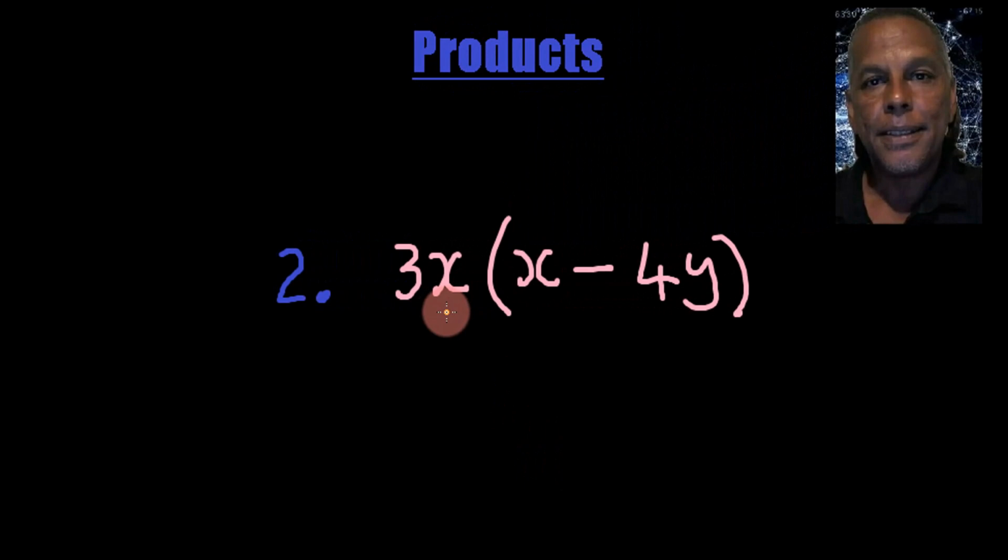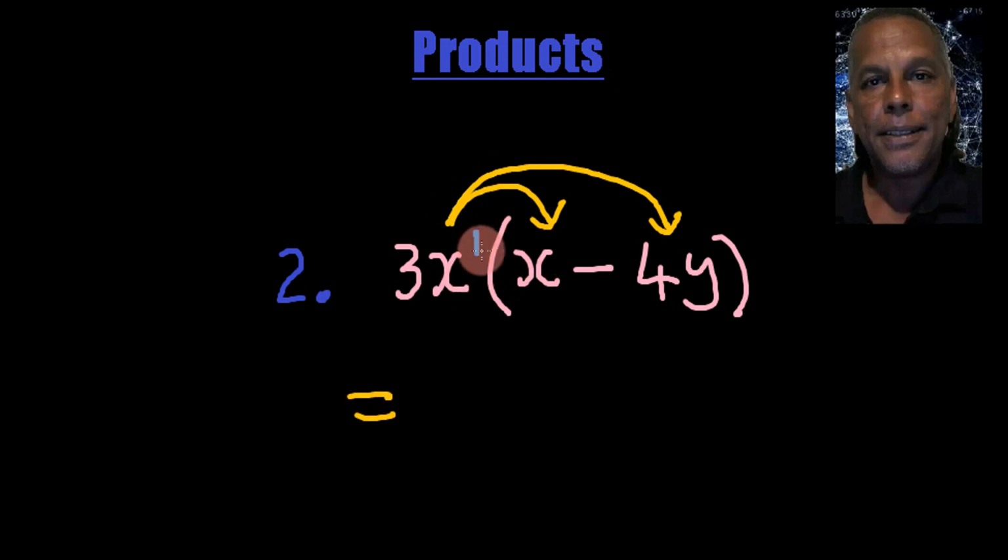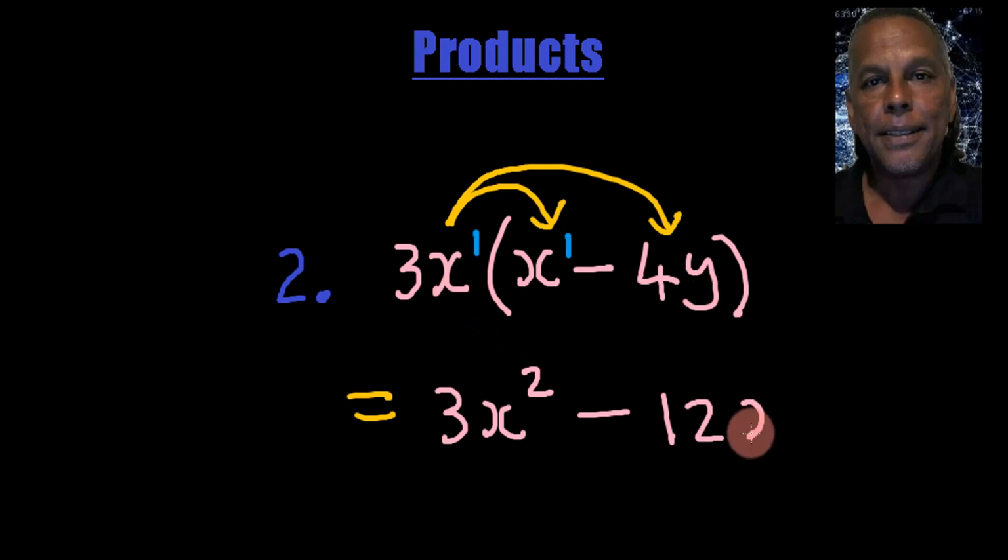We multiply the 3x into the brackets across the negative. Then when we multiply the x's, we add the powers, and we know their powers are 1 each. So 3x times x will give us 3x to the power of 1 plus 1, so 3x squared. Then we have the negative, and the 3 times the 4 will give us 12, and x times y is xy.